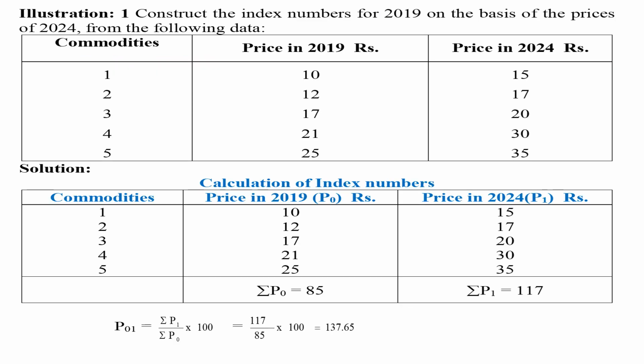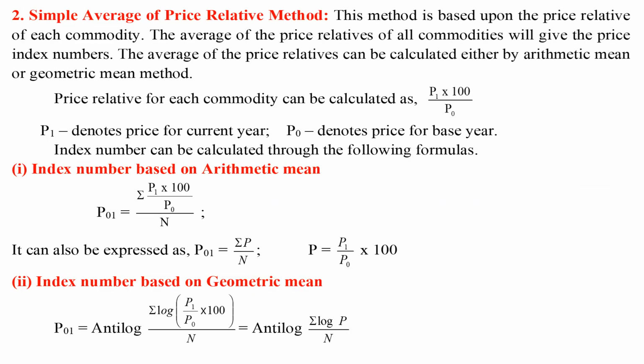In illustration 1, it is required to construct the index numbers for 2019 on the basis of the prices of 2024. Price for 2019 and of 2024 are given for 5 commodities. Some of these values should be first calculated, then it would be applied in the formula to know the index number.